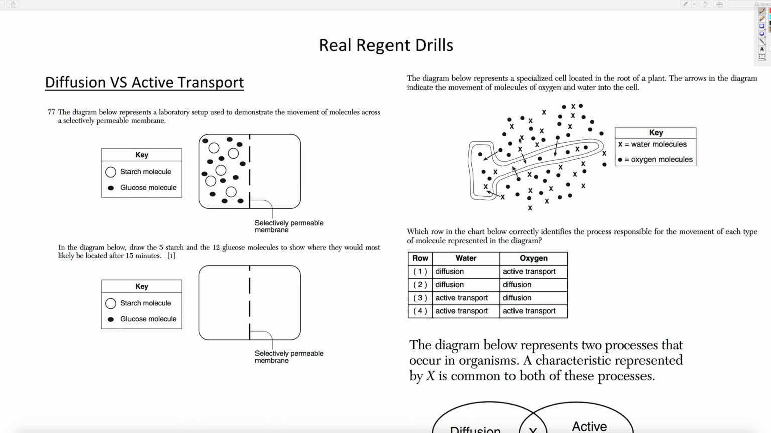Okay, same deal here. Now the question asks, which one correctly identifies the process that's going to happen? There's more outside, so things want to move in. These arrows are moving in, so we know that's going to be... Oh, both the water and the oxygen are more outside. So both of those are going to be called diffusion.